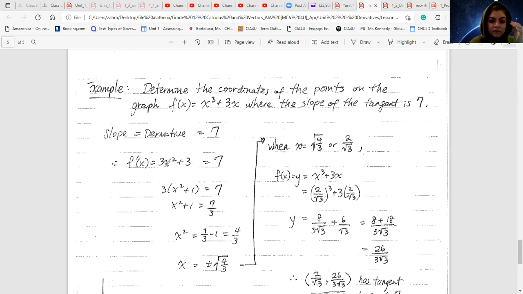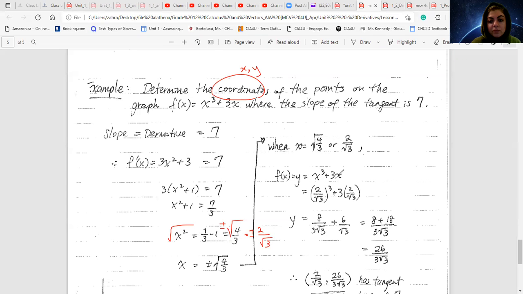So doing so, you can factor out 3, divide both sides by 3, 7 divided by 3, and bring the 1 to the other side. It's 4 over 3. Take the square root of both sides, but make sure when you do square root of both sides, you have to put plus, minus. And you know the square root of 4 is 2, and the square root of 3 stays in the denominator, here is plus, minus. That is your x. But since this is a coordinate, you need to have x and y. To find y, simply instead of the x, you put your value of the x, which is 2 over square root of 3.